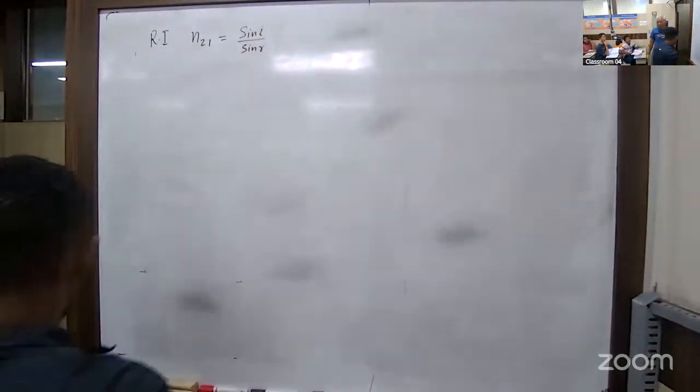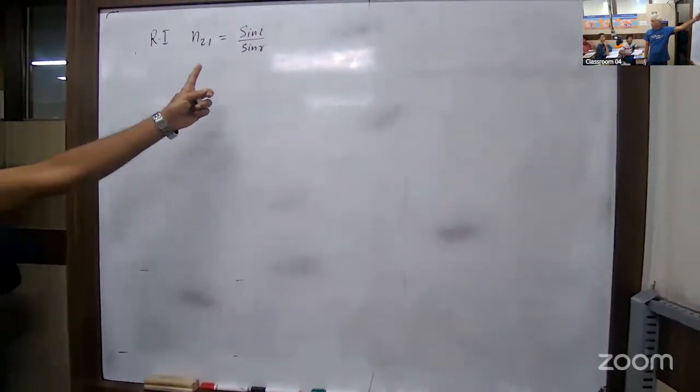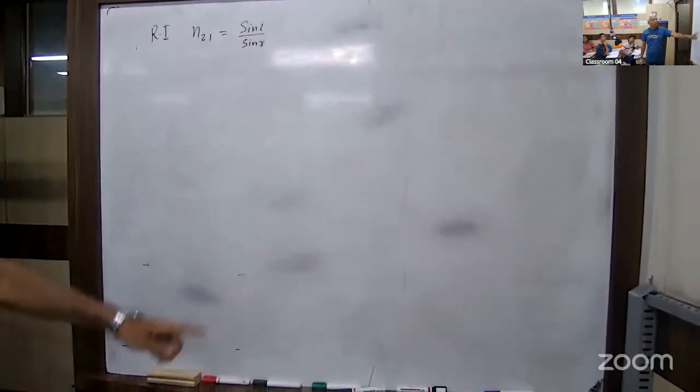Acha, the various relations involving refractive index is not done. So, have you done these formulas for refractive index? Yes. How do we read this? What is written on the board? How do we read this?